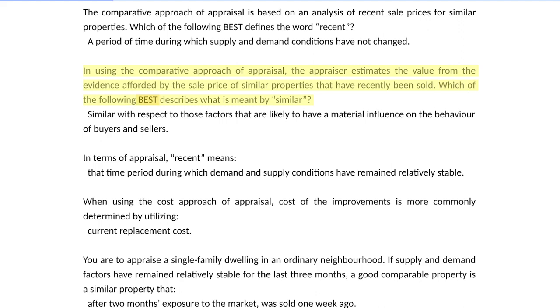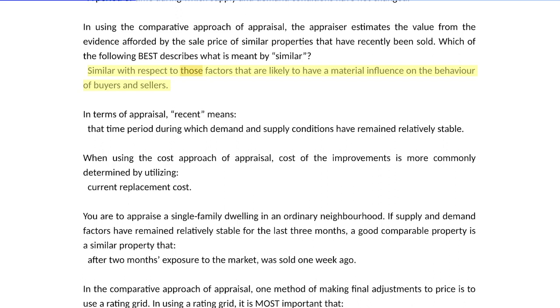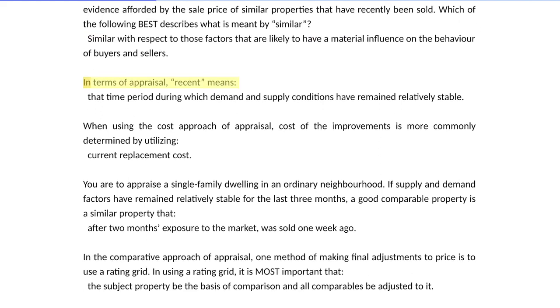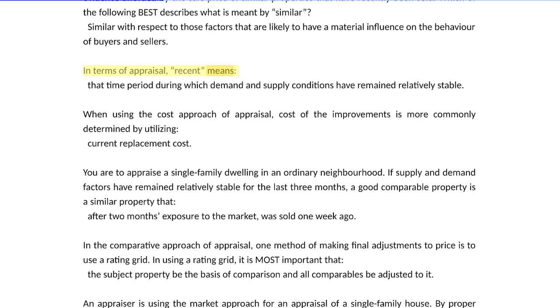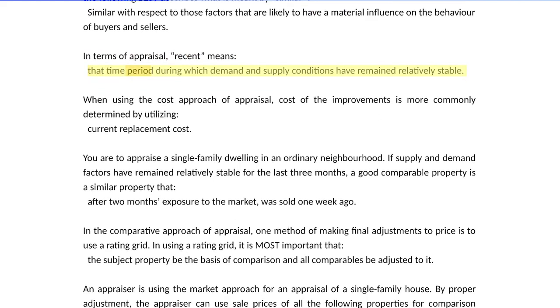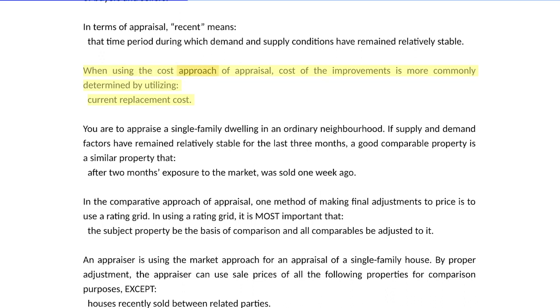Which of the following best describes what is meant by similar? Similar with respect to those factors that are likely to have a material influence on the behavior of buyers and sellers. In terms of appraisal, recent means that time period during which demand and supply conditions have remained relatively stable. When using the cost approach of appraisal, cost of the improvements is more commonly determined by utilizing current replacement cost.